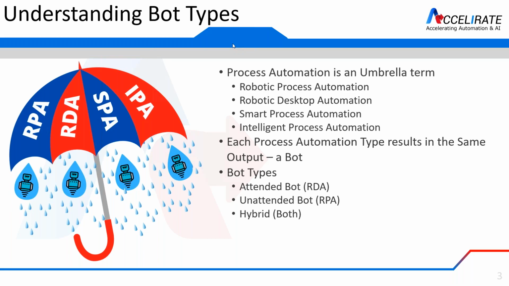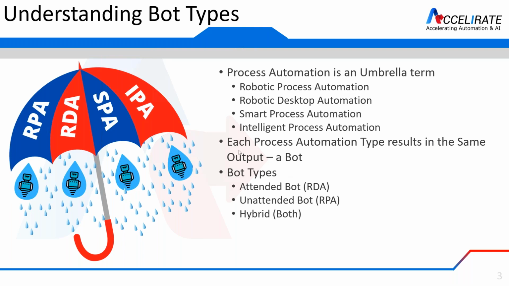It does not mean there are not other three-letter acronyms that also can result in an attended bot. But for our intents and purposes, to simplify this, process automation is the umbrella term. RPA, RDA, SPA, insert your three-letter acronym here. Those are the mechanisms in which we achieve process automation. The output is the bot.